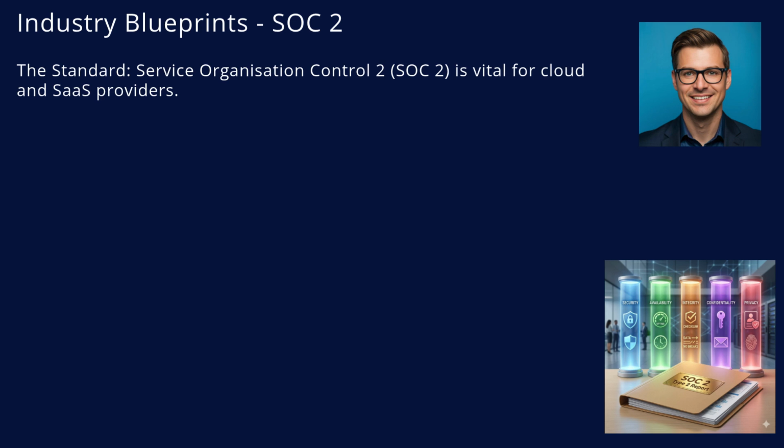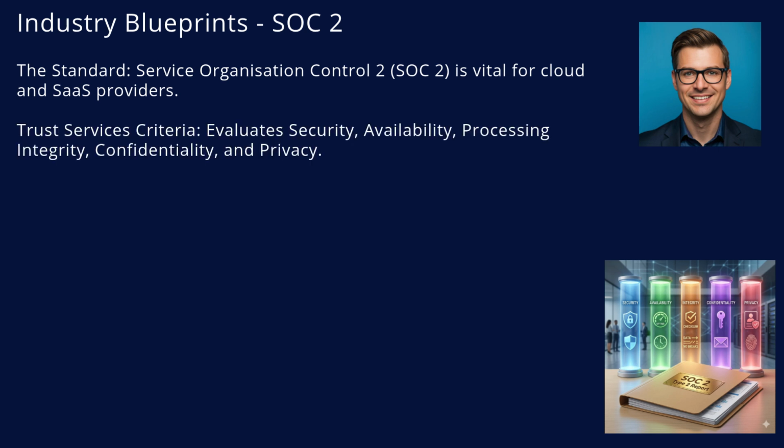Another critical standard you must understand is SOC 2. This standard, developed by the American Institute of CPAs, is absolutely vital if your company provides cloud services or SaaS products to other businesses. SOC 2 evaluates an organization against 5 trust services criteria: security, availability, processing integrity, confidentiality, and privacy. You must prove your systems meet these rigorous benchmarks.